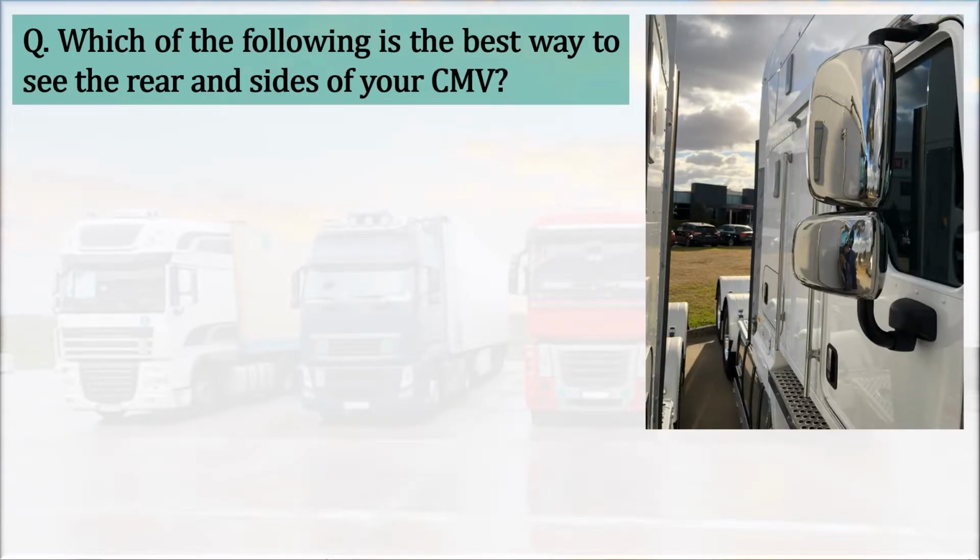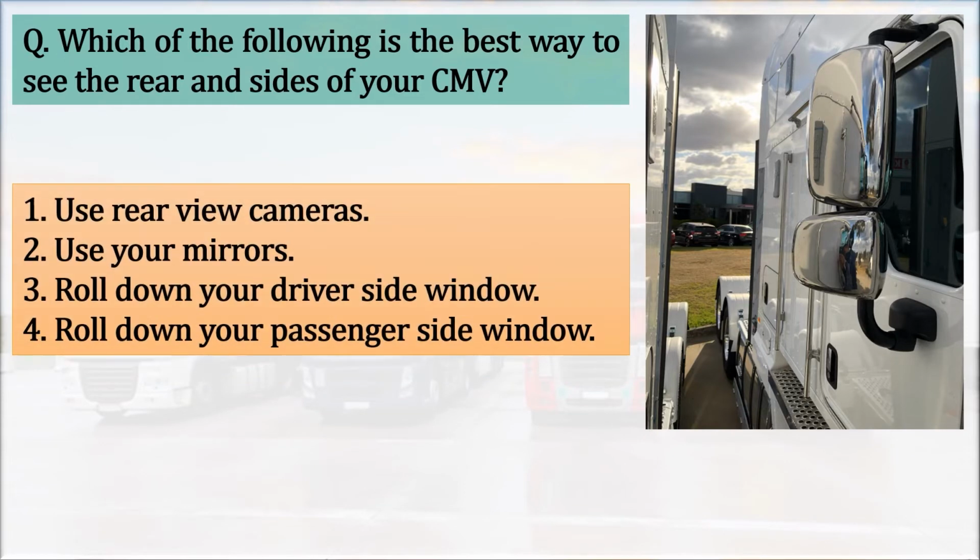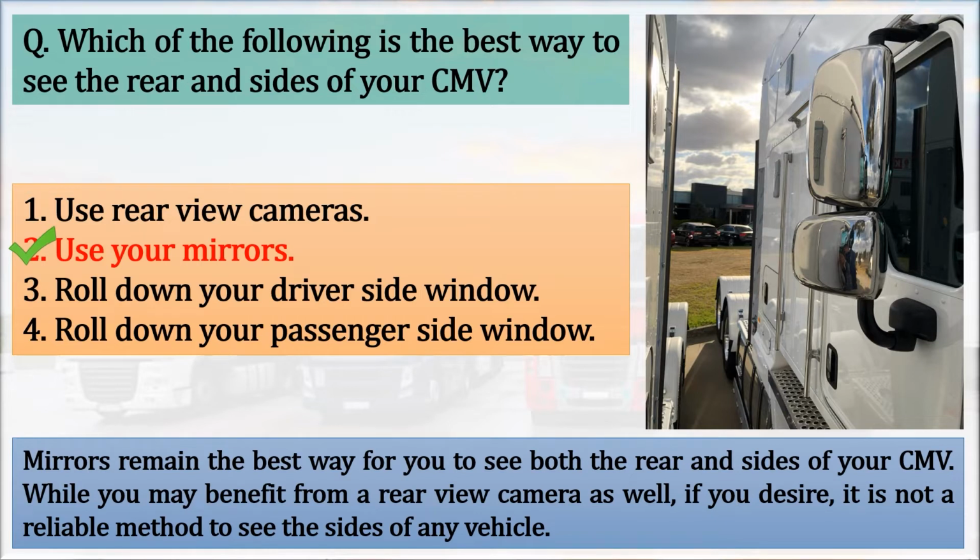Question: which of the following is the best way to see the rear and sides of your CMV? Option number 1, use rear view cameras. Option number 2, use your mirrors. Option number 3, roll down your driver's side window. Option number 4, roll down your passenger side window. The answer is option number 2, use your mirrors.